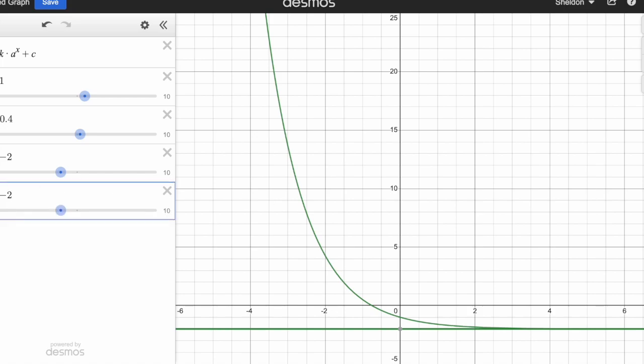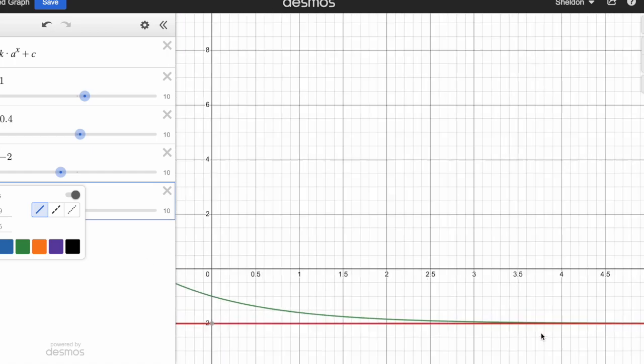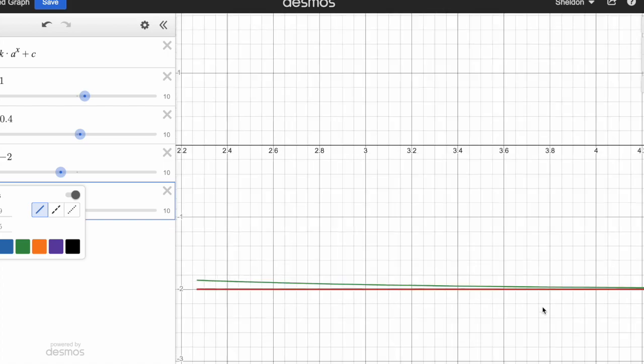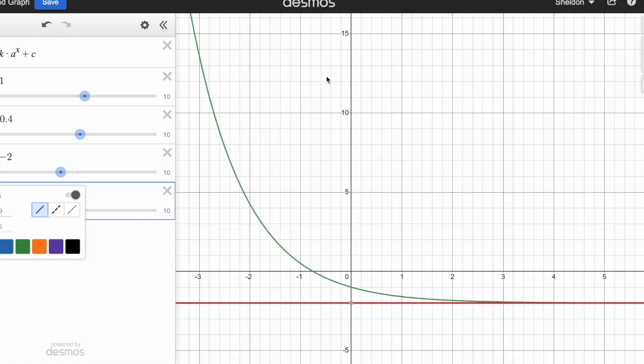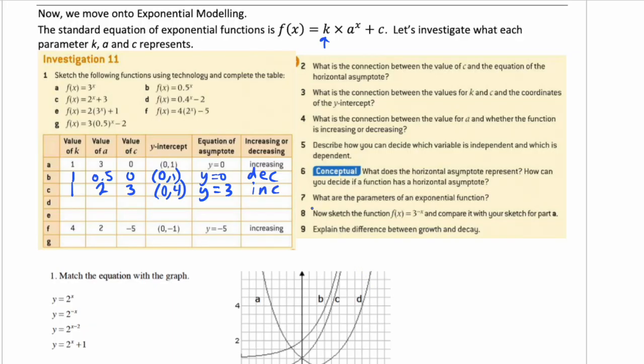Let's change the color. So that green line approaches. If you zoom in, it doesn't actually touch it. The green line approaches the red line, but never touches it. It's a horizontal asymptote. Because the c value is negative 2, that's now y equals negative 2.